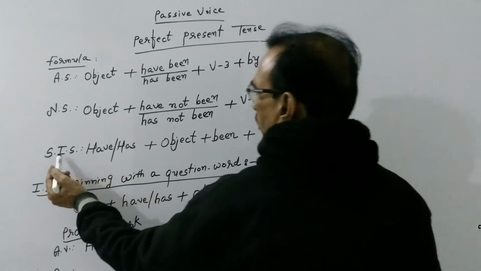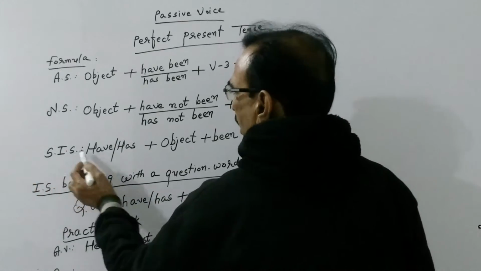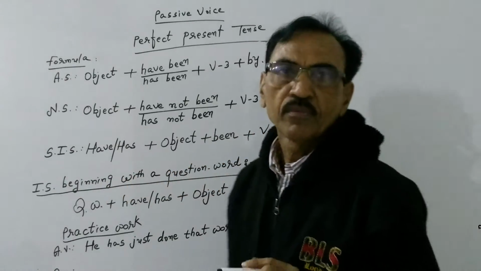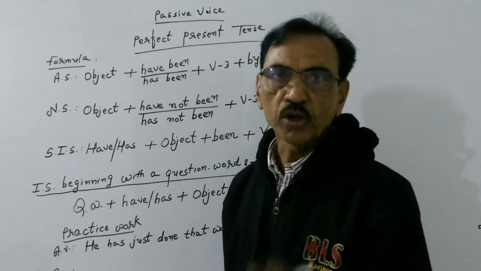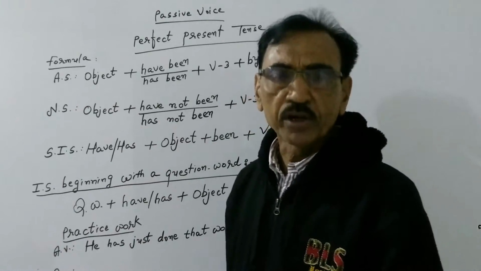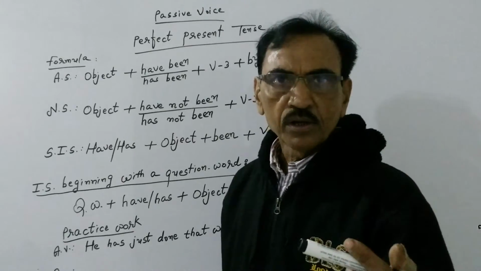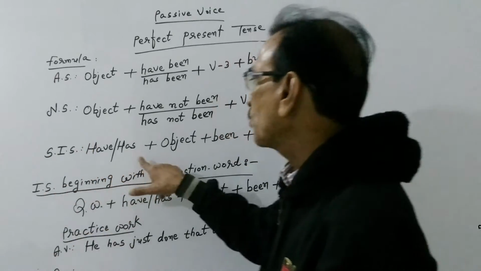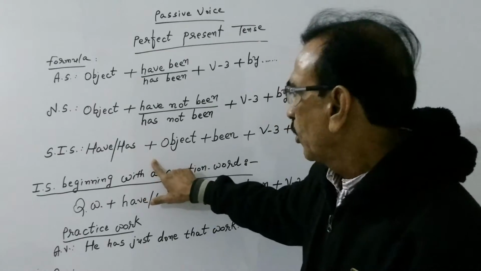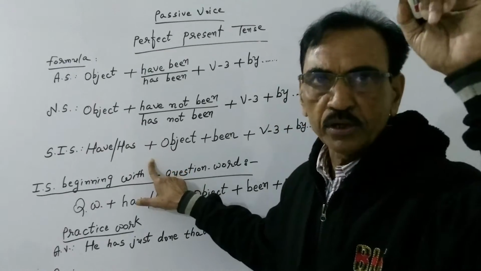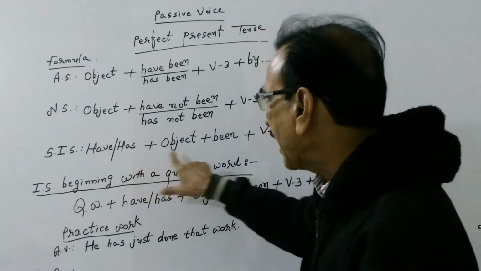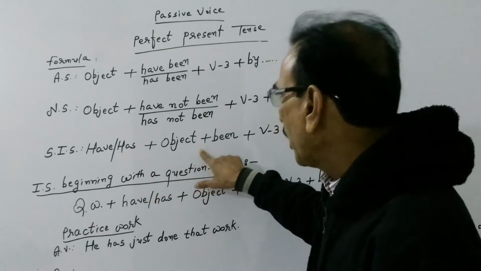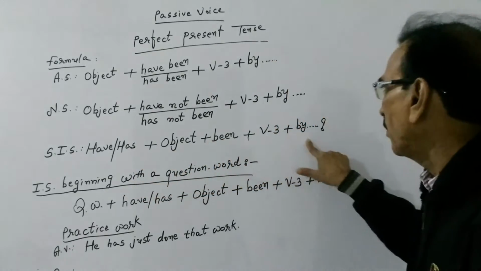Now, let us learn the simple interrogative sentence: have, has plus object plus been plus V3 plus by. The answer of this question is always yes or no. Remember, friends. So, have you ever seen an English movie? For this sentence, I will use this formula for changing it into passive form. An English movie is an object. It is in singular form, friend. So has an English movie ever been seen by you? Question mark.